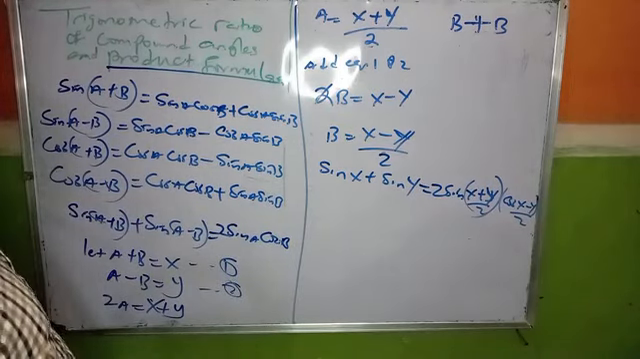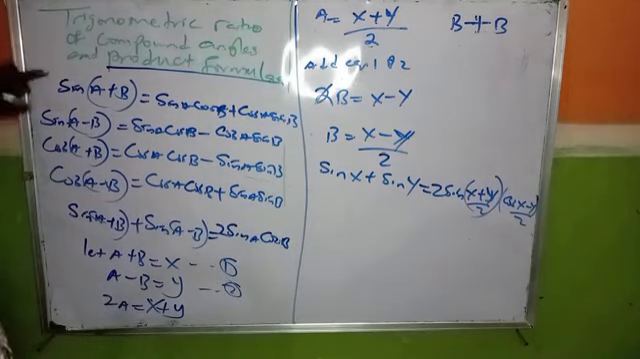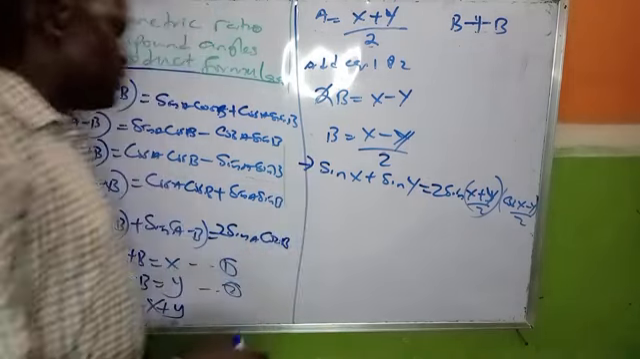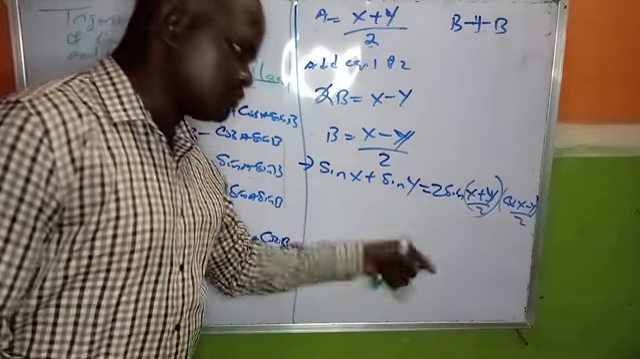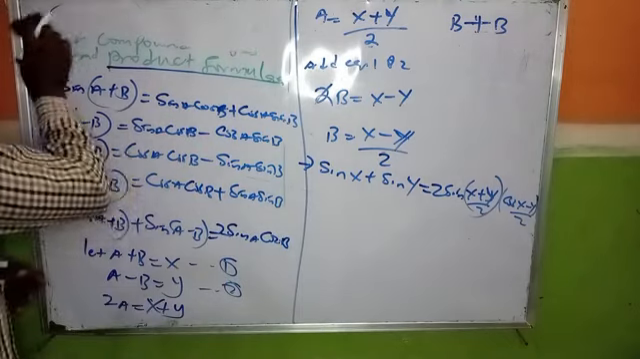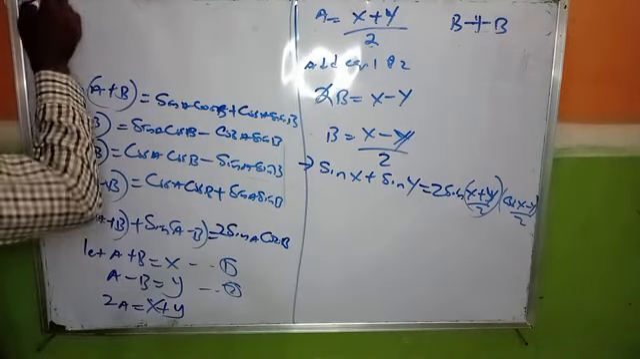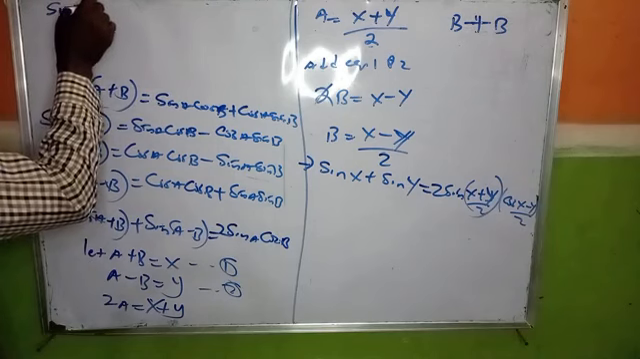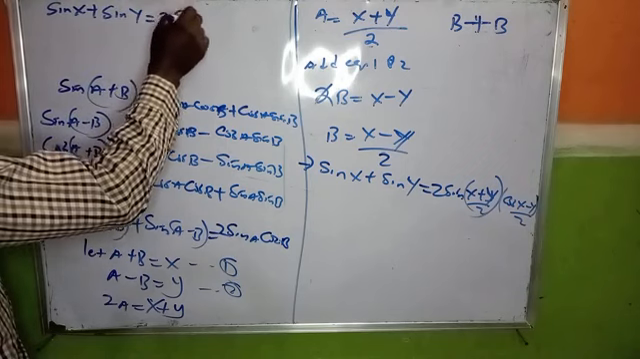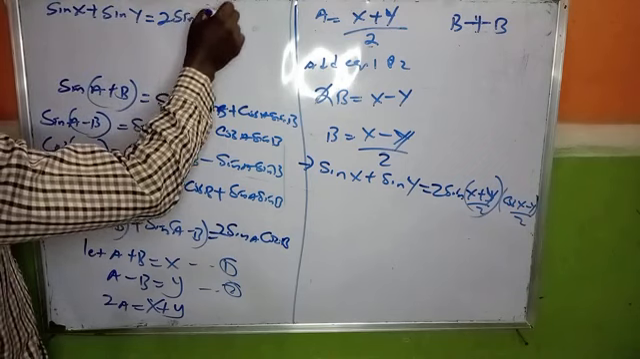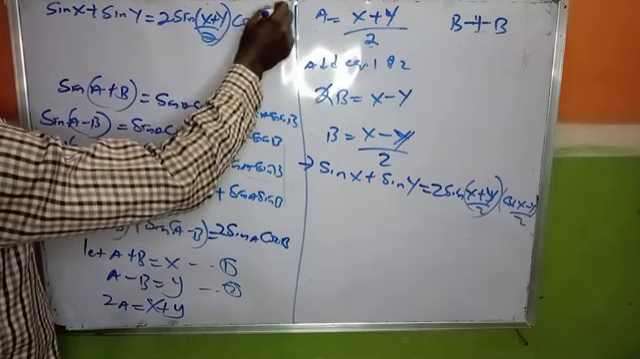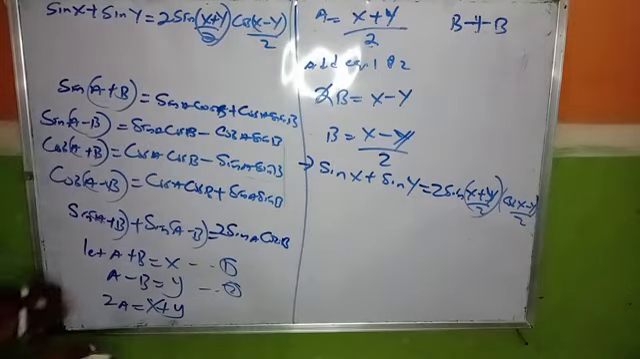The second one, look at it. This is what we are treating. The second thing you are going to do, this is one of the formulas you are looking for. That's one of the product formulas. There are 4 also. So you can write it here: sine x plus sine y equal to 2 sine x plus y divided by 2 cos x minus y divided by 2.